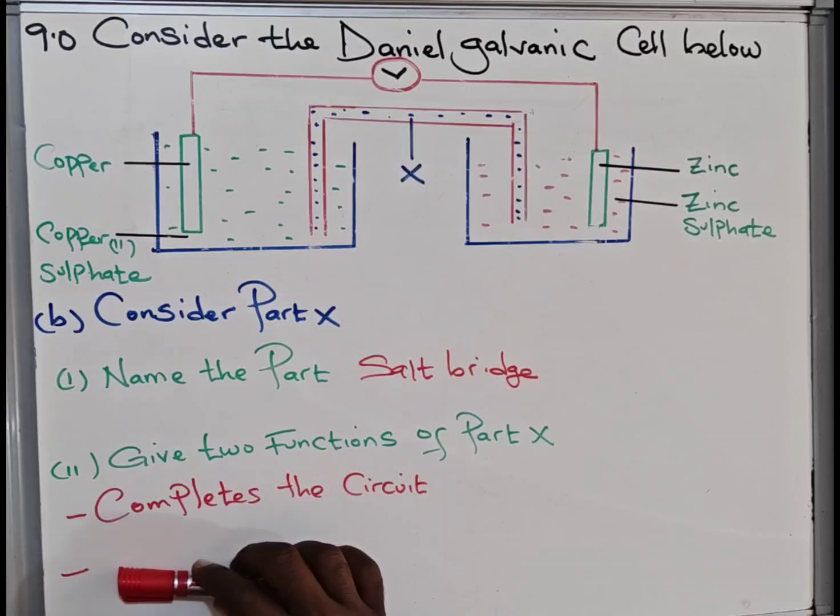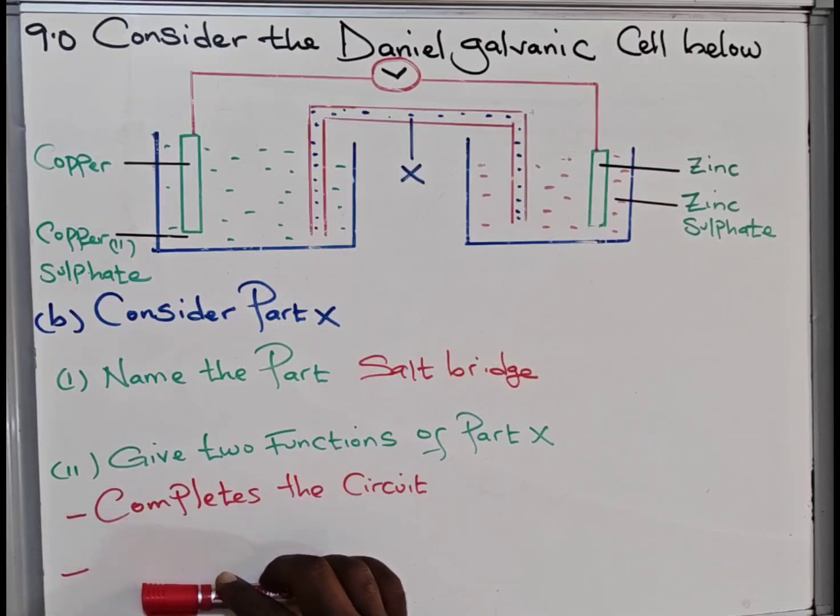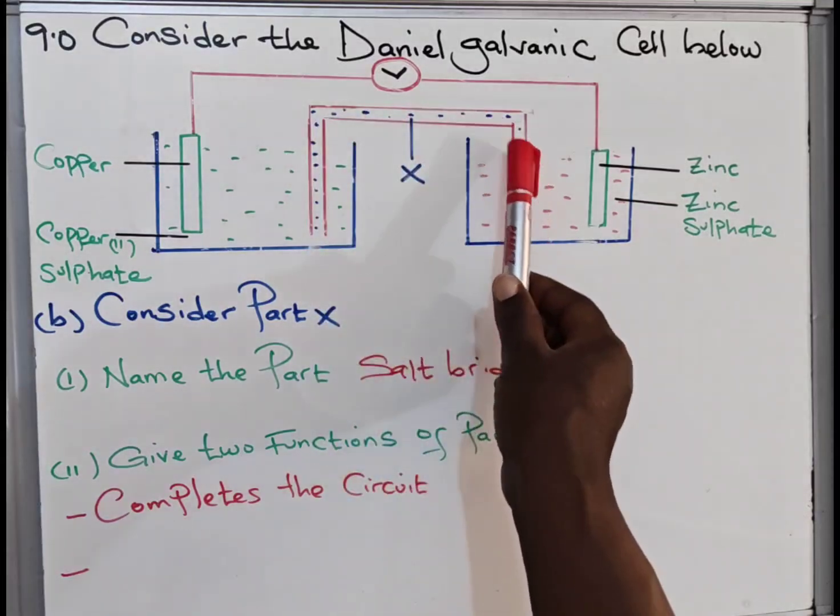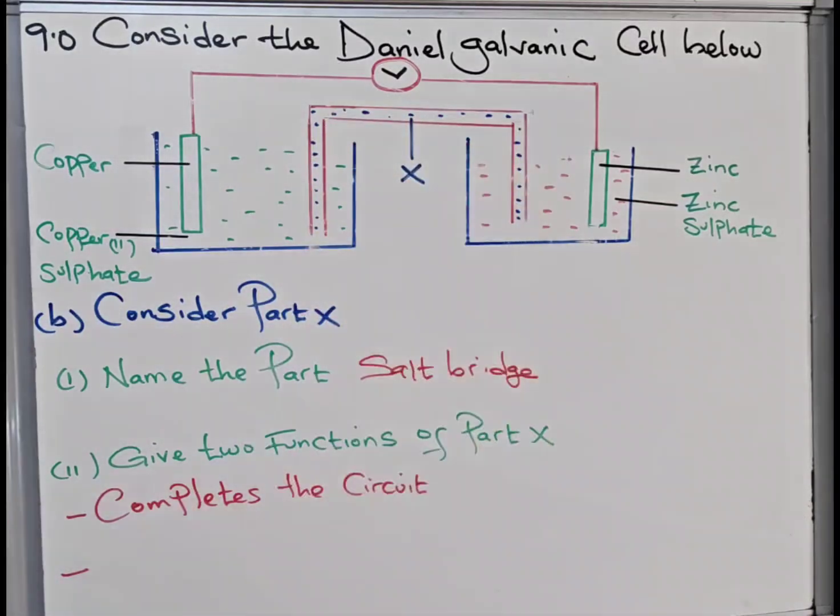So what is the second function of the salt bridge? The second function is that it maintains electrical neutrality. So by allowing ions to move across, it maintains the electrical neutrality between the 2 half cells.